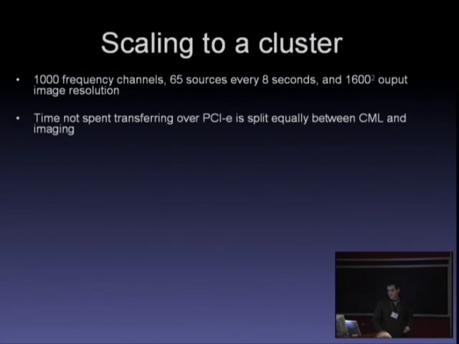And this is a scaled-down version of the entire pipeline. We still have 1,000 frequency channels, calibrating on 65 sources every 8 seconds, and we only have 8-second resolution visibility data instead of 2-second resolution. That's just what we had to test on, but I think the comparisons are still legitimate, and we'll scale once we have 2-second resolution data. And this does include stress on the PCIe bus, and essentially time not spent transferring data is split equally between calibrating and image generation.